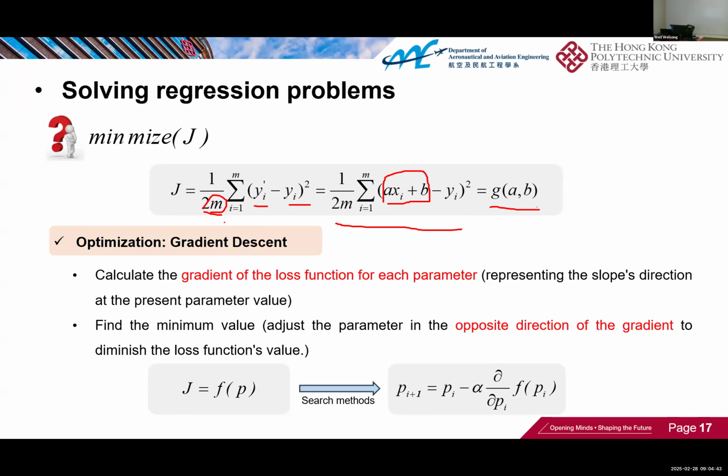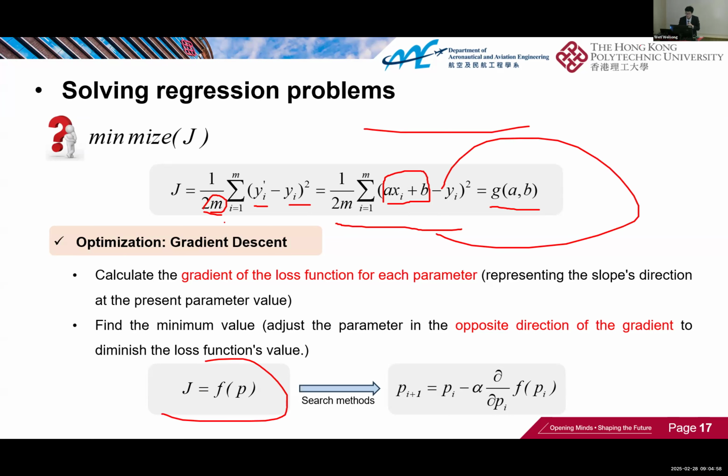So J is f(P), where P corresponds to A and B. This function is the same as this one. Just for simplification, P equals A and B, so P is 2-dimensional. The gradient descent works by iteration. The next iteration equals the last iteration, minus the learning rate, times the partial derivative with respect to P i.